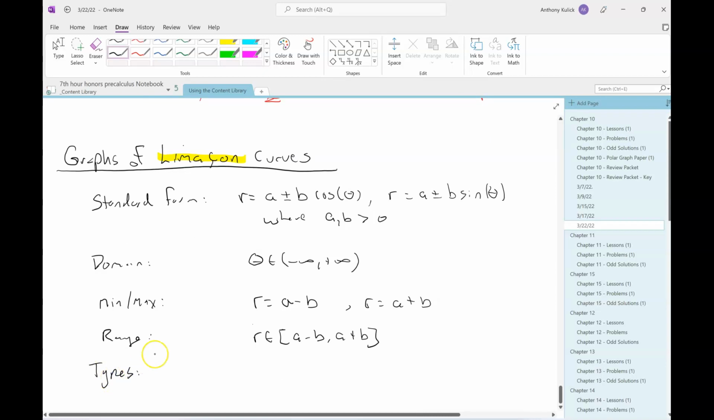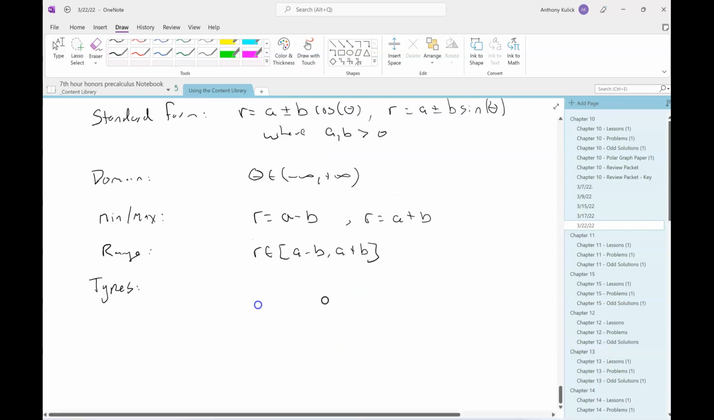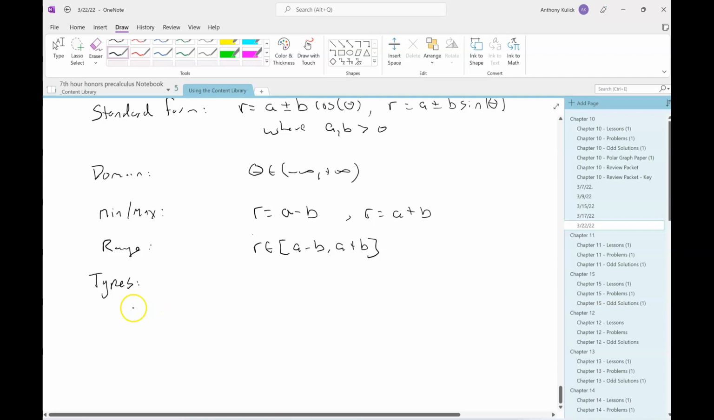Of course it would. Now, unique to the Limaçon curves, there are actually 4 different types of Limaçon curves, and they're all dictated by the ratio of a over b. So if a over b is less than 1, we call that an inner loop.